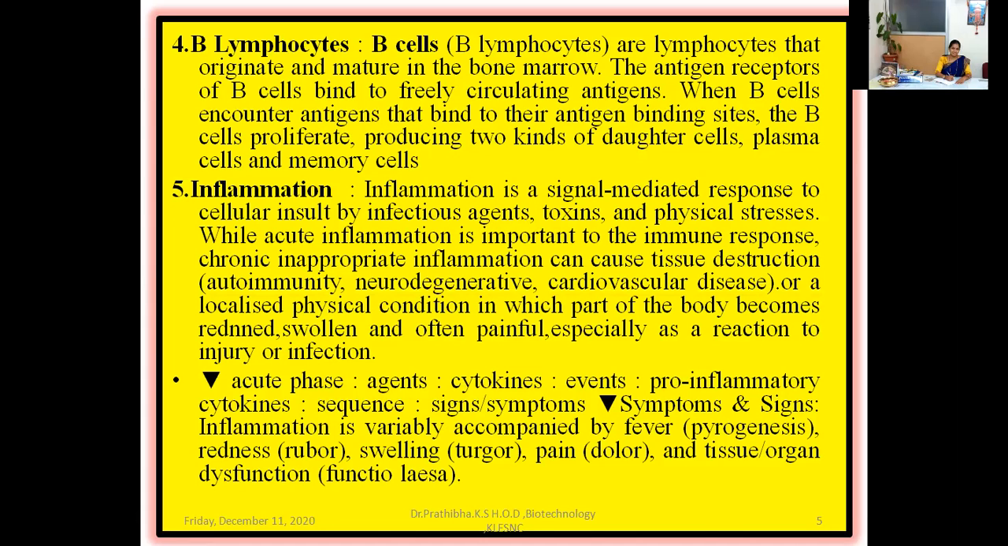Further, we can see in the inflammation acute phase, we can write about the agents, cytokines, then events, pro-inflammatory cytokines, then sequence, signs or symptoms also we can write it over here. Okay. Inflammation is variably accompanied by fever, we can say pyrogenesis, redness, rubor, swelling, pain, dolor, and tissue or organ dysfunction, that is functio laesa. So this is all about the 5 questions for 2 marks.